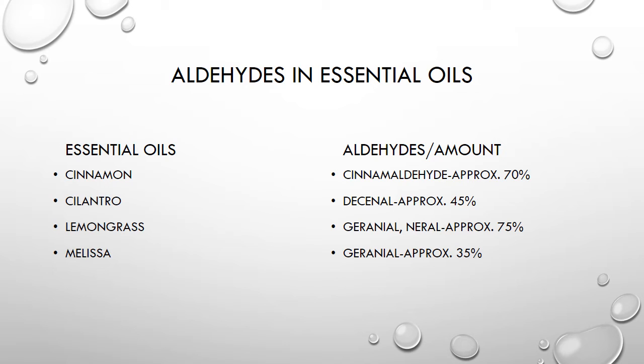And on this slide you have some essential oils: cinnamon, cilantro, lemongrass, and melissa. And in the second column you have the aldehyde, or aldehydes, that are found in that essential oil, and the amount, the percentage of how much of those aldehydes are found in that essential oil.